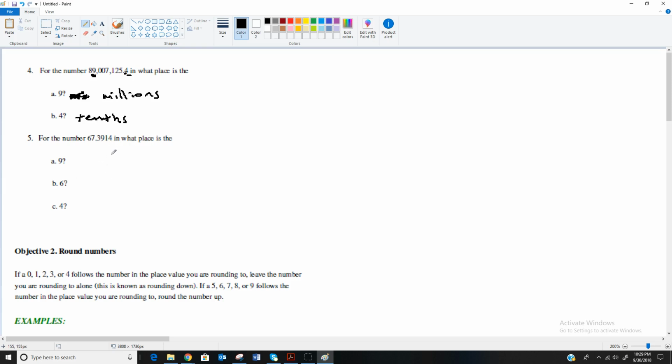For the number 67.3914, that's tenths, hundredths, thousandths, 10,000ths. So you'd actually say 3,914 10,000ths. But they're asking what place the 9 is in. So that would be the hundredths place. First spot is tenths, next is hundredths. The 6 is in the tens place. And the 4, we mentioned already, tenths, hundredths, thousandths, 10,000ths place.